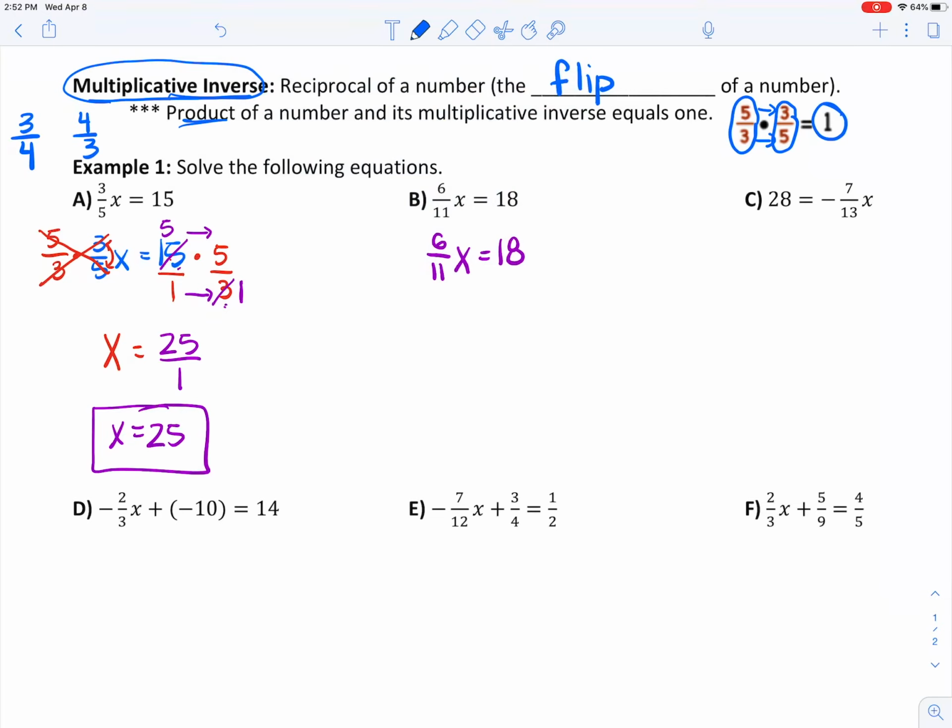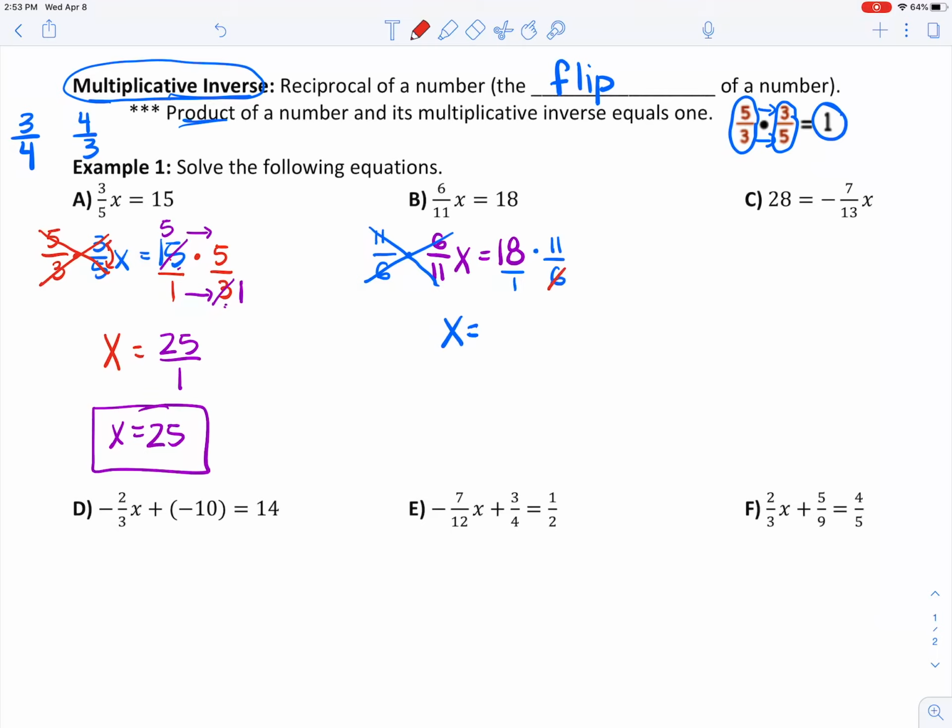So just like the last one, we need to get rid of that fraction. We can get rid of it by multiplying the reciprocal, which is the flip of that fraction, on both sides. The best part about that, those two fractions cancel. So now we have 18 times 11 over 6, which is the same thing as saying 18 over 1.